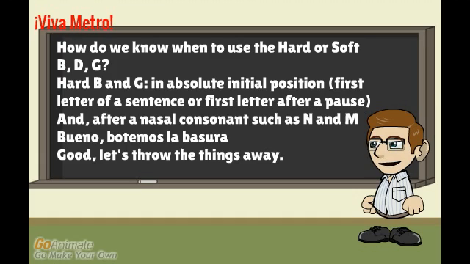Notice the following sentence. Bueno, comma, botemos las cosas. The comma after bueno creates a pause, making it so the next word, botemos, is pronounced with a hard B. If there were no pause, you would pronounce the second B as a soft B. This sentence means, good, comma, let's throw the things away.